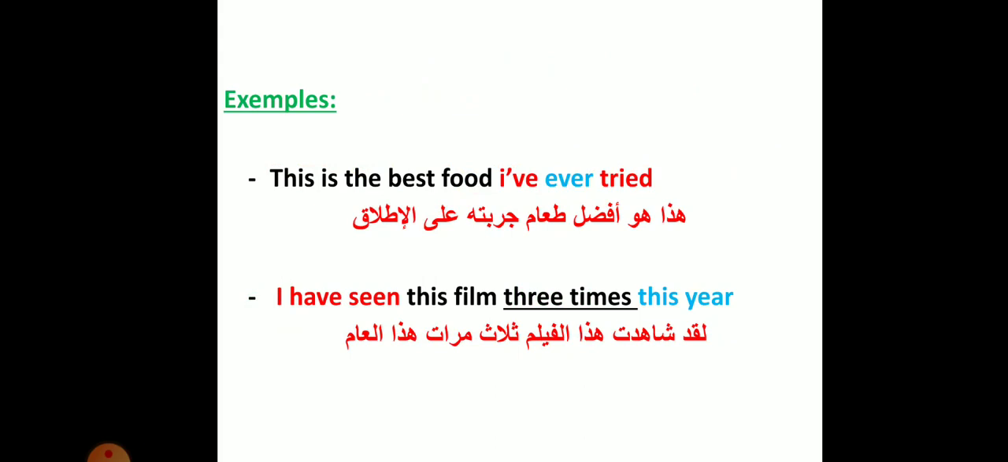I have seen this film 3 times this year. I have seen, verb to see, past participle. Okay, it is unspecified. This year, okay, there is still time. I could watch the film a 4th time or a 5th time. Okay, it is not yet finished.